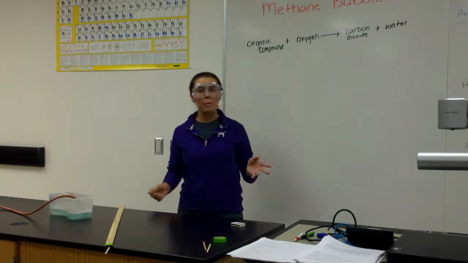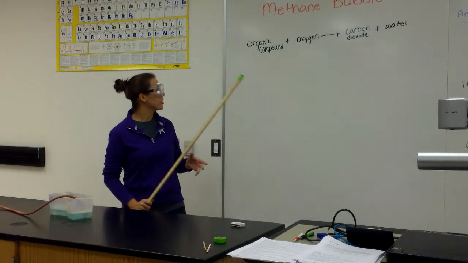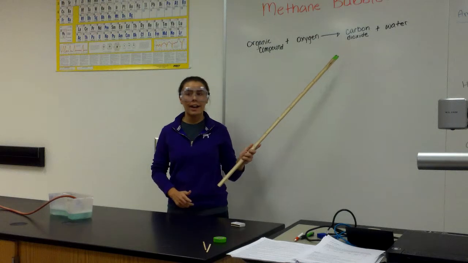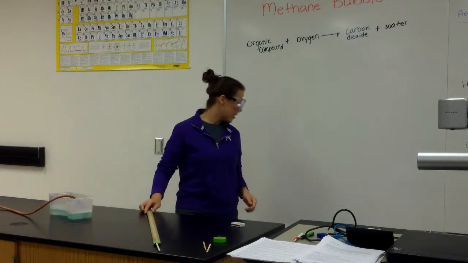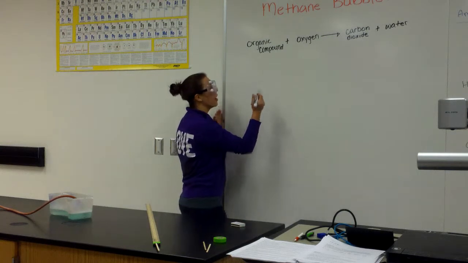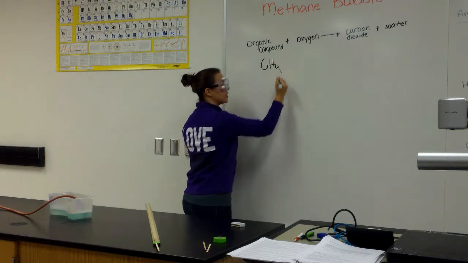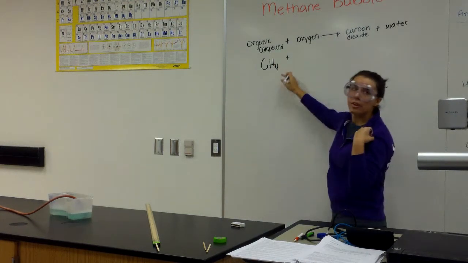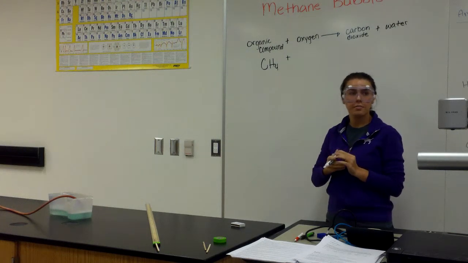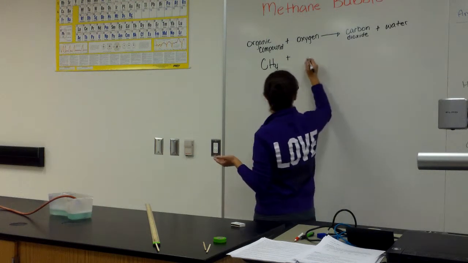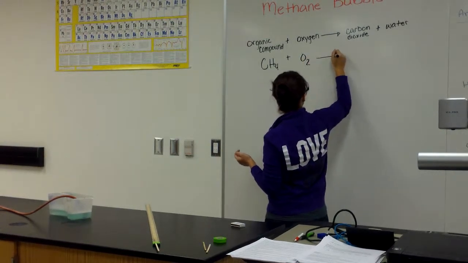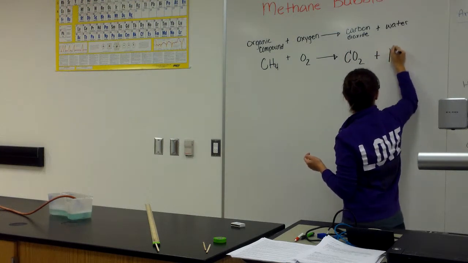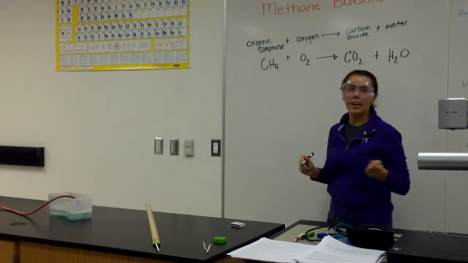Depends. So most combustion reactions, you have an organic compound plus oxygen, and it yields carbon dioxide and water. Now, methane has a chemical formula of CH4. And then, does anyone know how oxygen is in nature? O2. O2, exactly, right. Then carbon dioxide is CO2, and water is H2O.